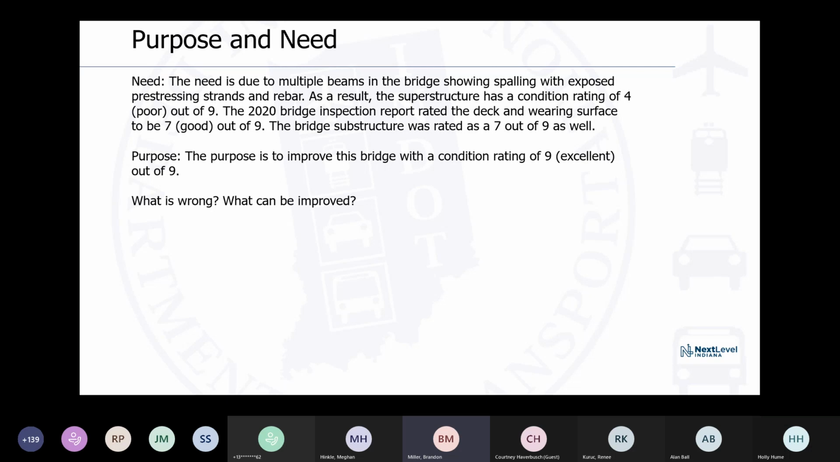Okay, our second example can be seen on the screen. I'm not going to read it to everybody unless somebody wants me to. But based off of what is shown, what do people think is good? What do people think is bad? There are some good things to quite a few of these purpose and needs, except for that first one.